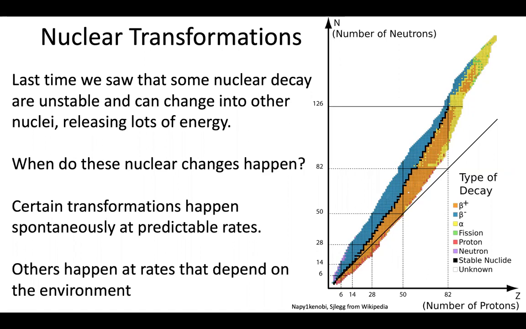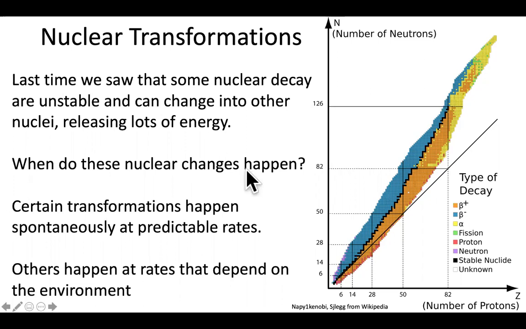And there's going to be two different types of phenomena we're going to focus on today. One are the kind of transitions we've already talked about, which are things that happen spontaneously at predictable rates. And the other are things that can happen that are a different kind of process that only occur under specific conditions. That is, they depend on what environment the nuclei is in. So that's kind of the goal here today.